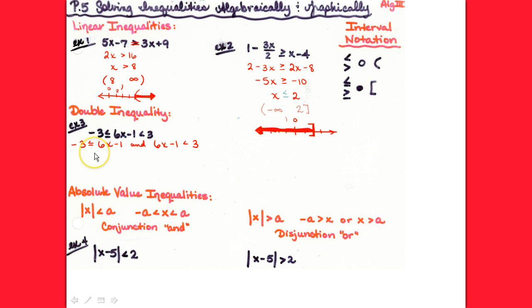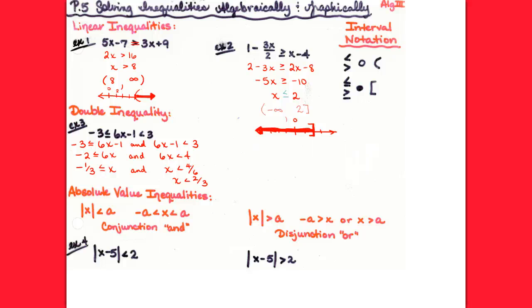If I were trying to get X by itself, what would you do? Add 1. So we'll add 1 here. And same story, add 1 over here. Then what? Divide by 6. And of course we would reduce any fractions, so 2 divided by 6 would give us the 1/3, and 4 divided by 6 would give us the 2/3.